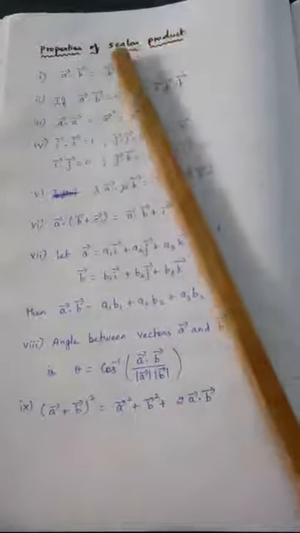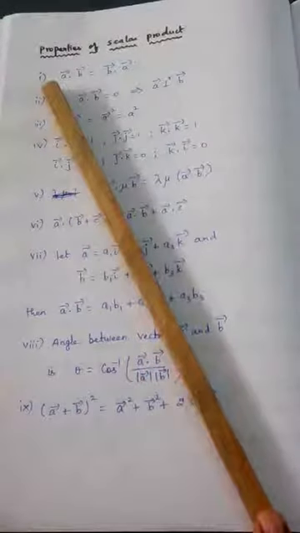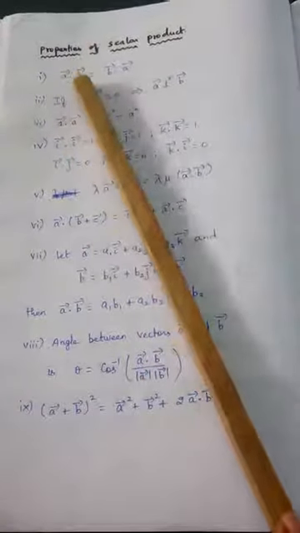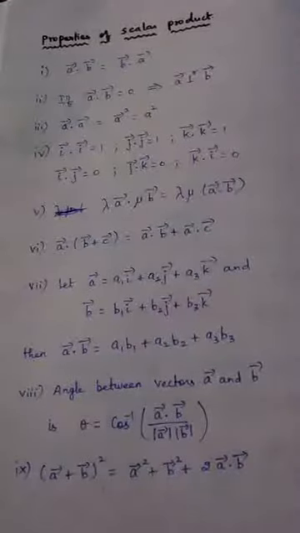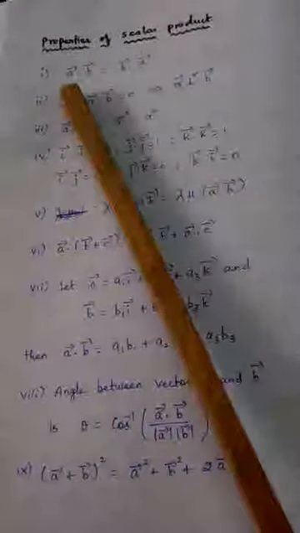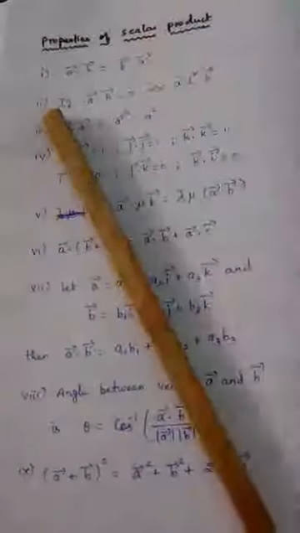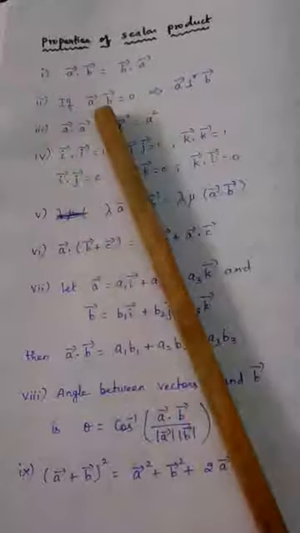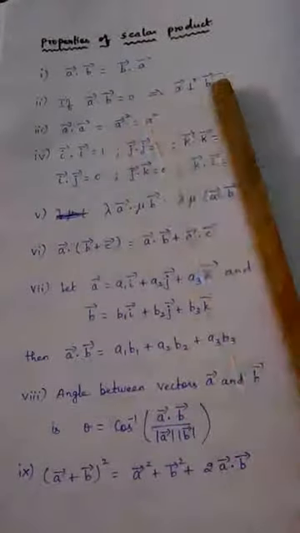What is the other name of scalar product? Dot product. Out of which the first property is A vector dot B vector is equal to B vector dot A vector. So in dot product the order is not important. A vector dot B vector and B vector dot A vector are equal. That is the first property. Property number 2, if the dot product is 0, the meaning is the two vectors are perpendicular.